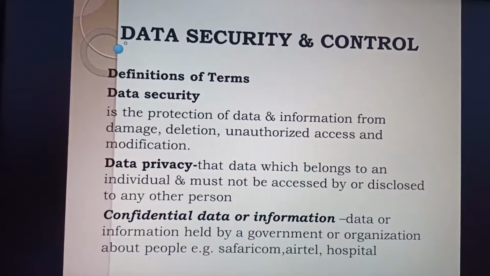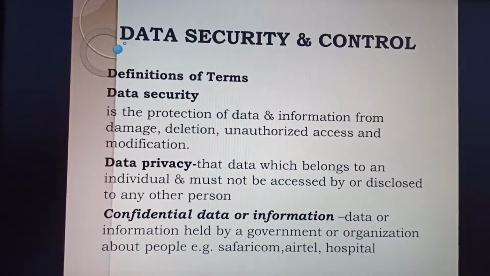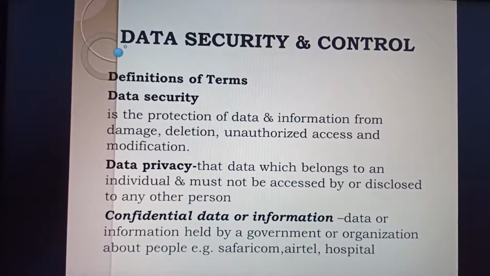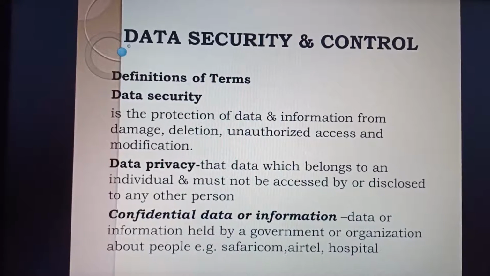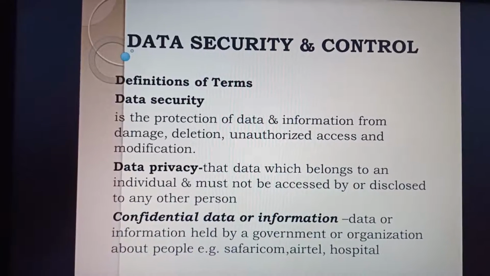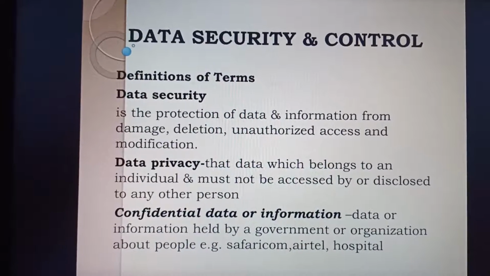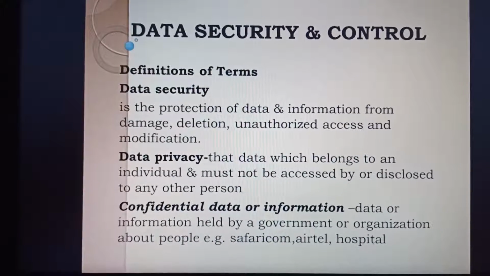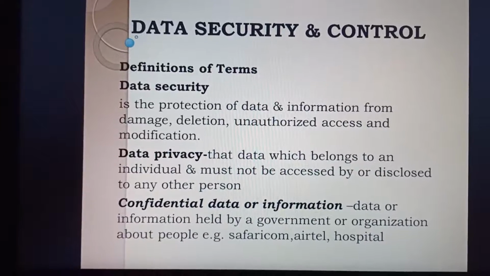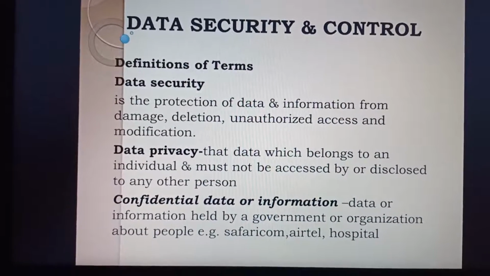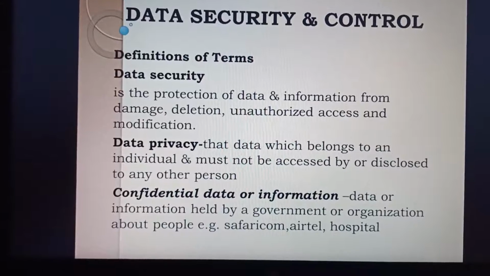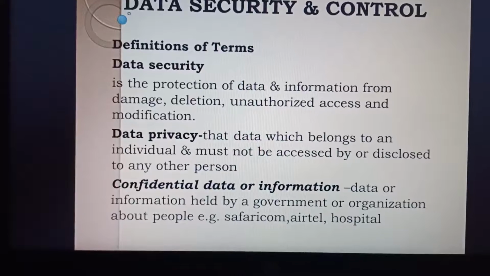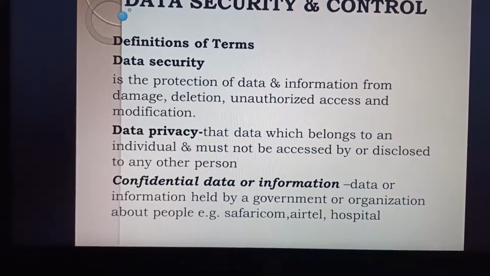So we begin with definitions of terms. We have data security. This is the protection of data and information from damage, deletion, unauthorized access, and modification. We also have data privacy. This is that data which belongs to an individual and must not be accessed by or disclosed to any other person.